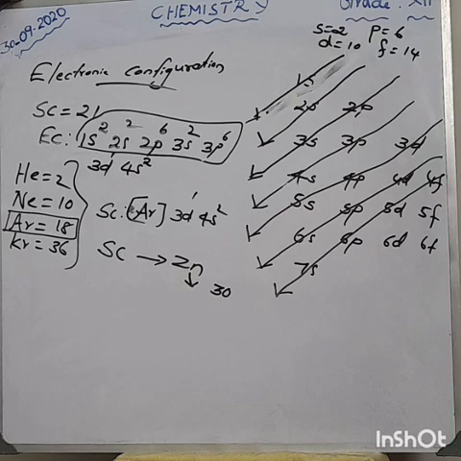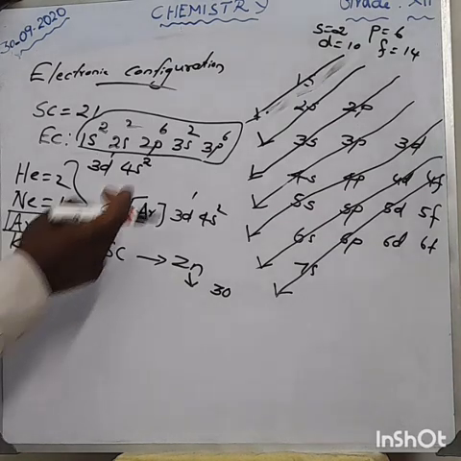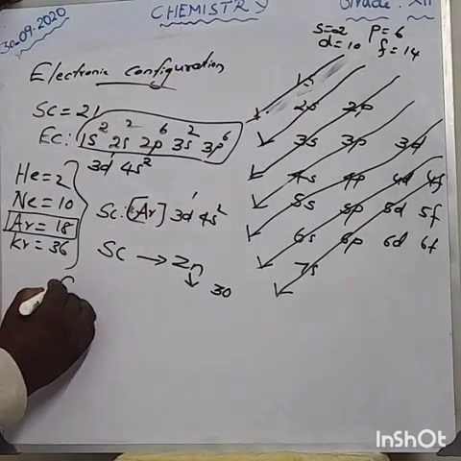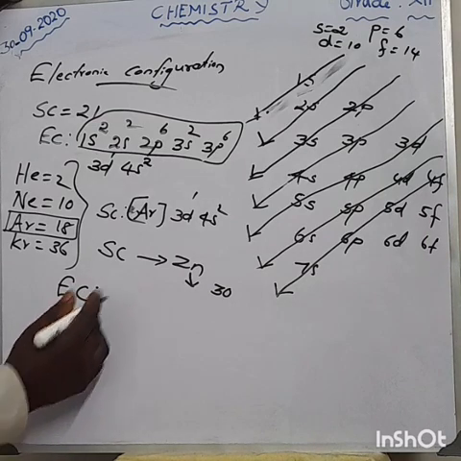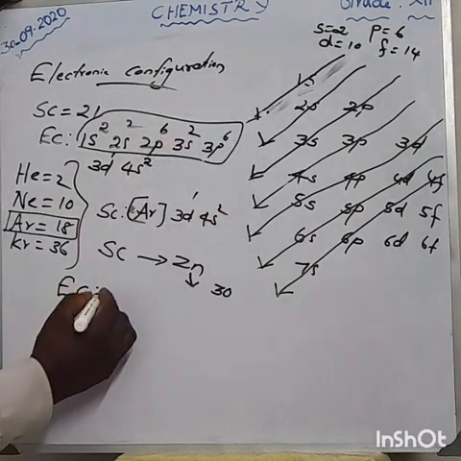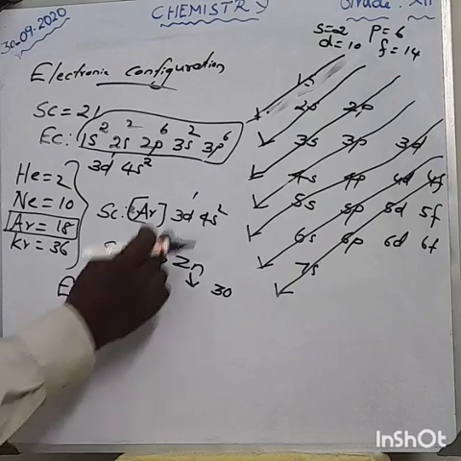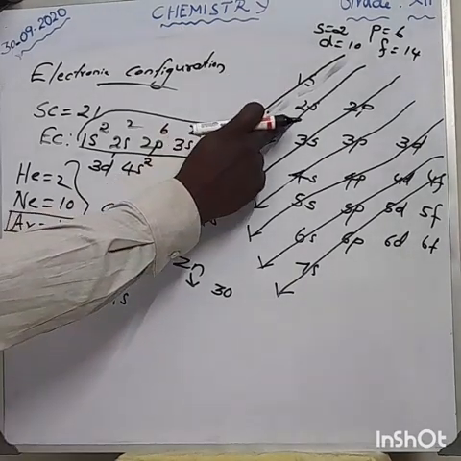Okay, electronic configuration for zinc. We can write that down. Once again, start here. Electronic configuration of zinc is equal to 1s2, 2s2.